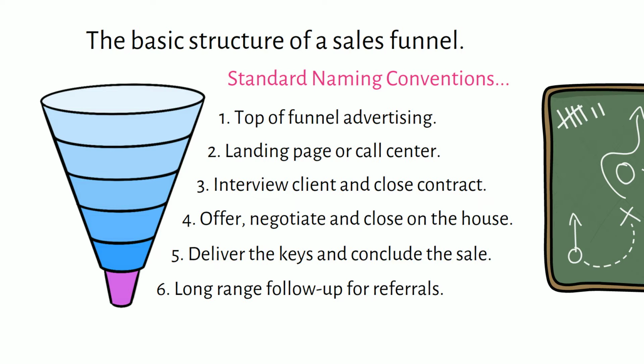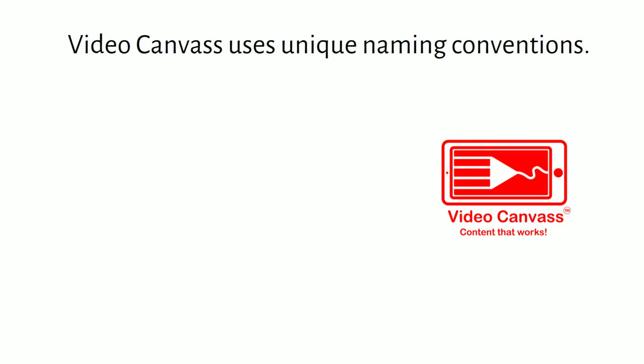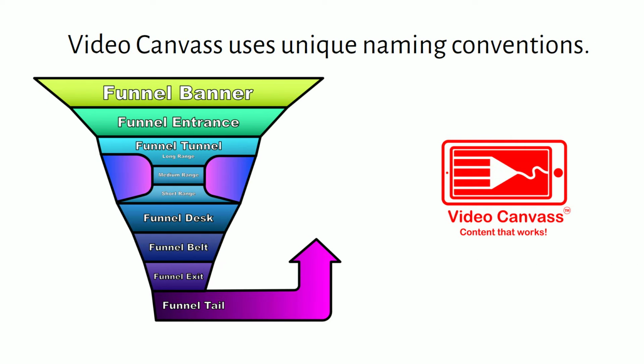So let's begin. Video Canvas names and defines 7 main categories of the sales funnel for service or agency-based industries. The names of these categories are funnel banner, funnel entrance, funnel tunnel, funnel desk, funnel belt, funnel exit, and funnel tail. So let's describe each of these categories relative to industry standard naming conventions.